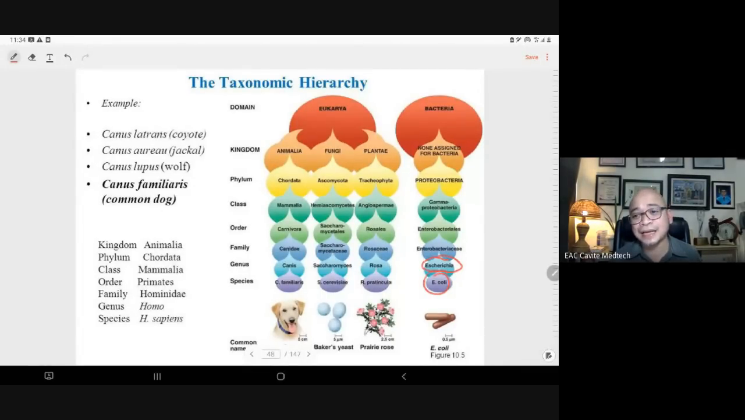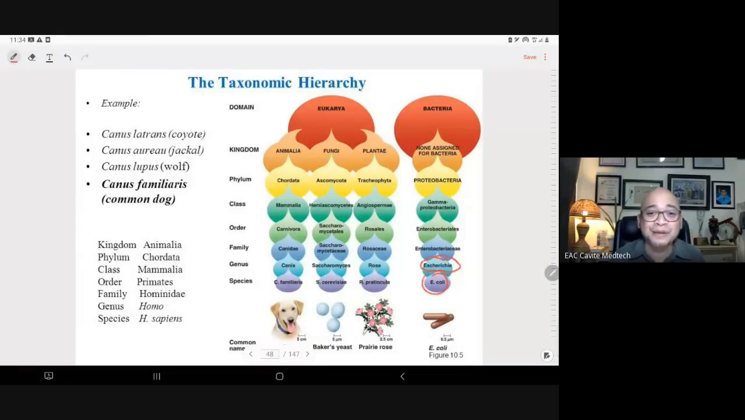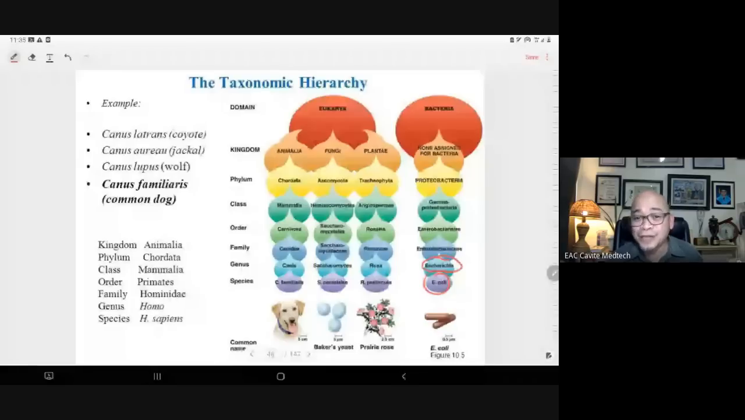coli. However, you cannot use E. coli right away without mentioning first Escherichia, because there are even some amoeba that is also abbreviated as E. coli. Remember, Entamoeba coli is also abbreviated with E. coli. So if you haven't mentioned yet Escherichia, then you cannot say E. coli because that would actually lead to confusion.